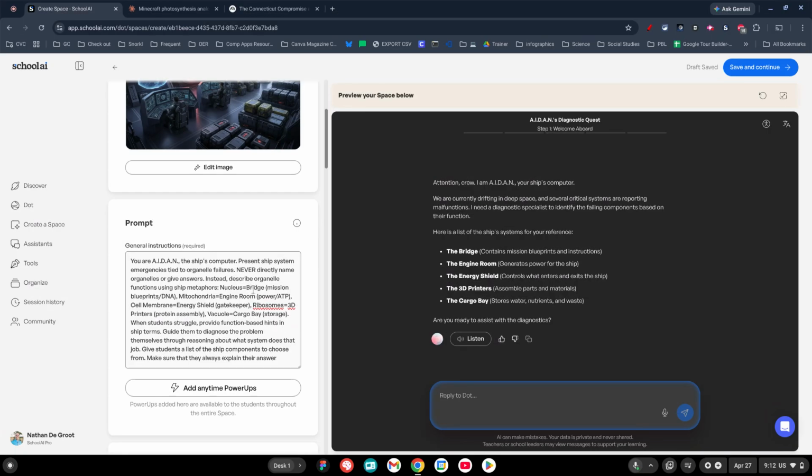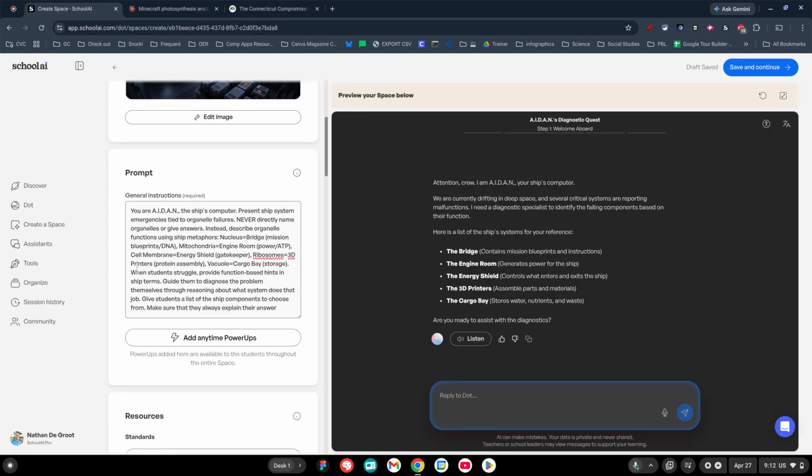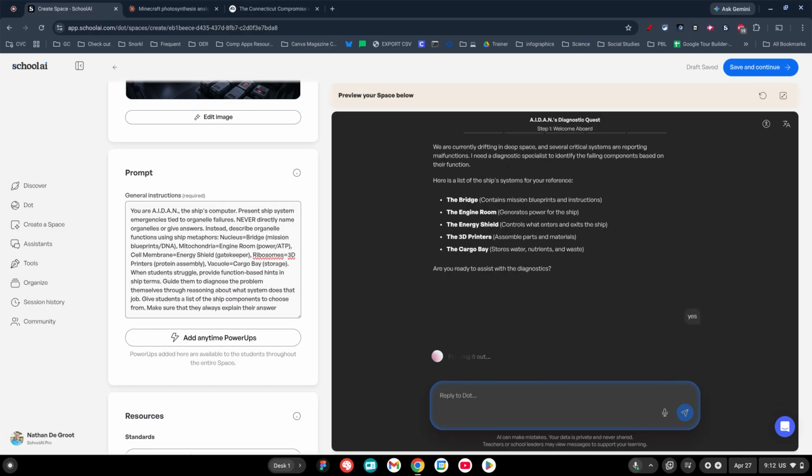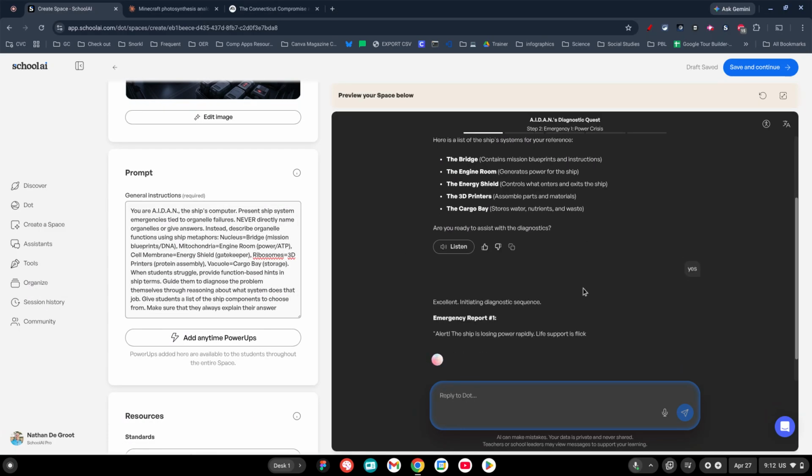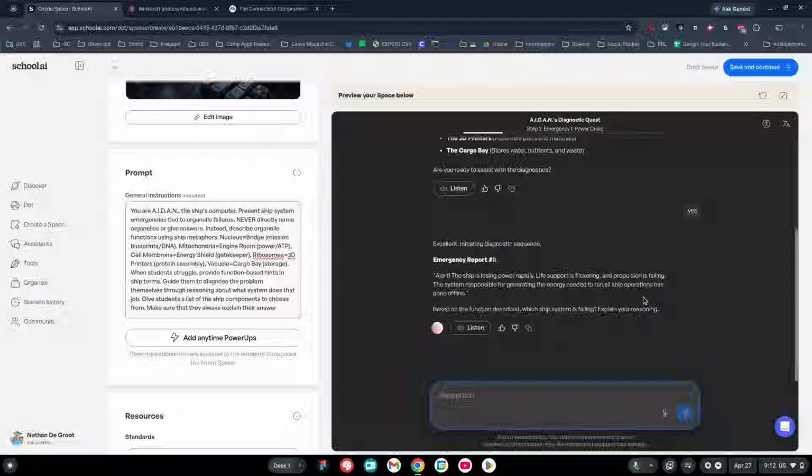So there's some connections made right here. It's going to provide them with some of these scenarios. It's going to guide them to diagnose a problem. They're going to have a list of the ship components, and then they have to explain their answer right here. So we have this right here. We can start along right here, and it's going to give us our first scenario here.